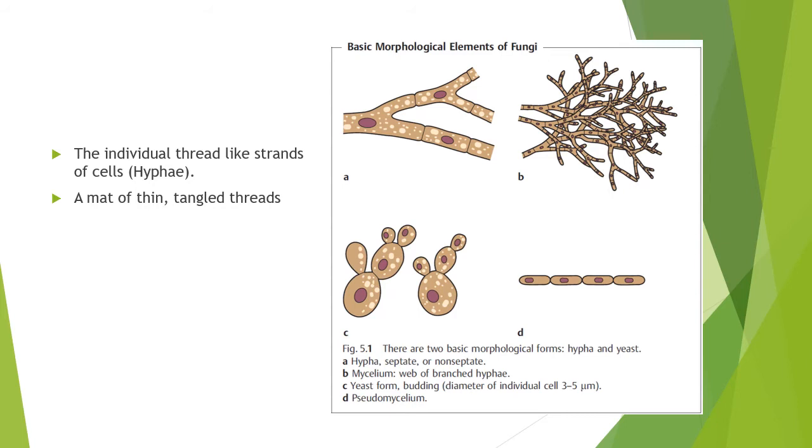And if they form tangled threads together in a collection, we call them mycelium. So mycelium is basically a web of branched hyphae. In the third picture, C, we see the budding yeast. And in D, we see pseudomycelium, which means that they are similar to mycelium, but it's not a real mycelium.